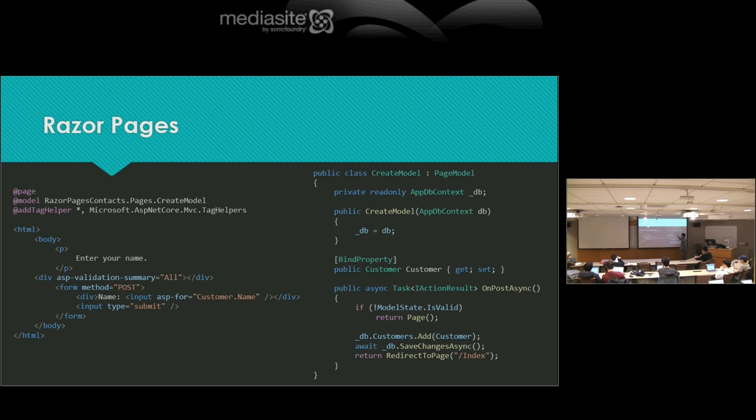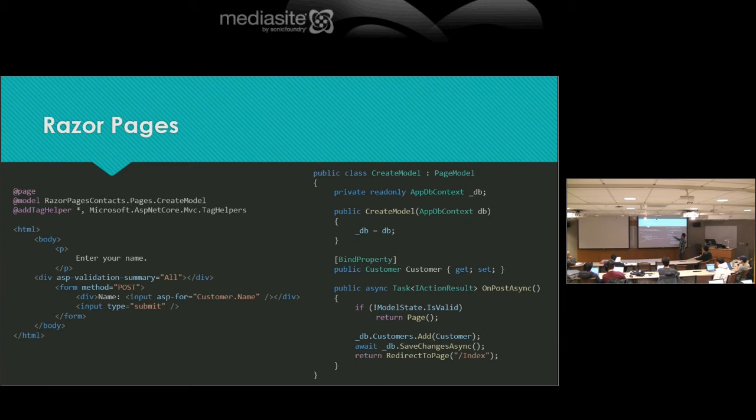And so here is the page model, which is the CS file. As you can see, this also employs dependency injection. It requires an application database context, so it's going to be injected by the IoC. And you have a customer, which is a data model.